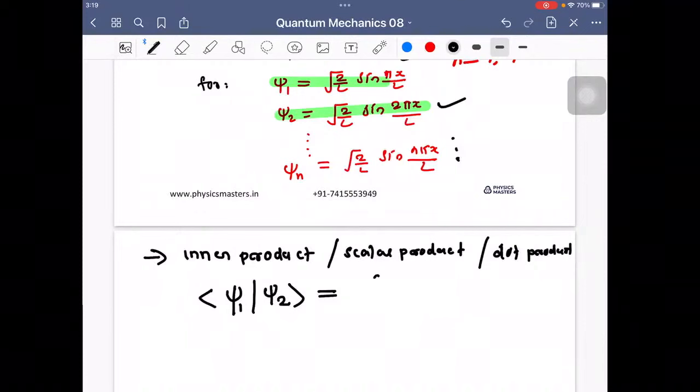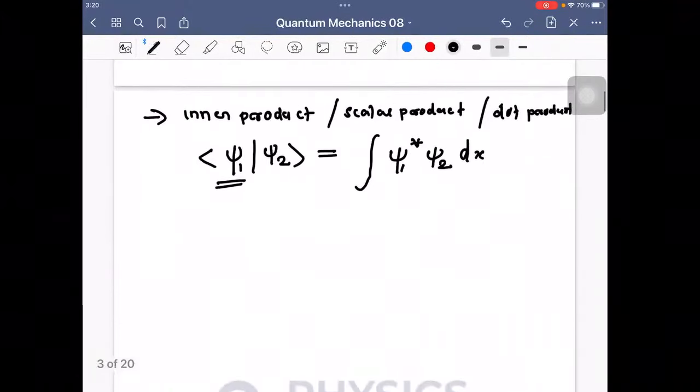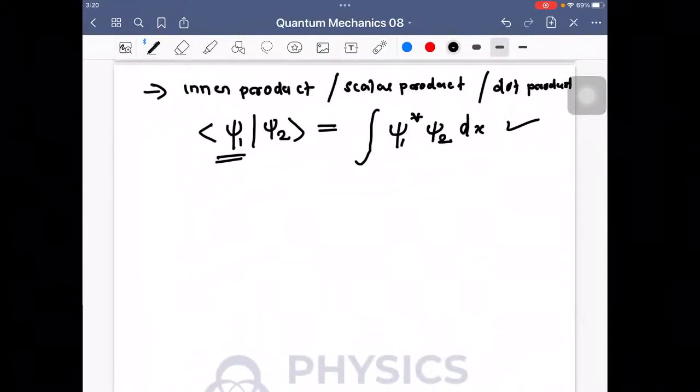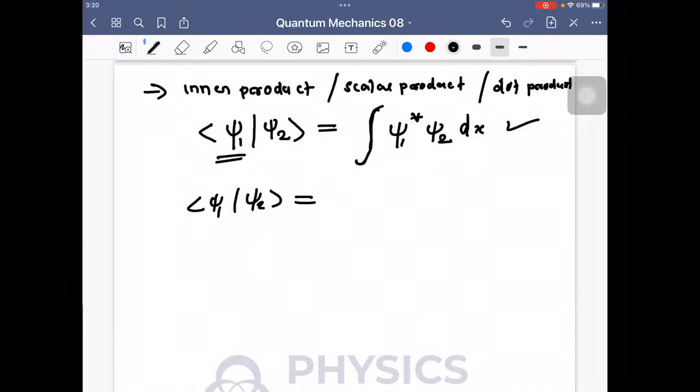So this is equal to the integral of psi 1 star, psi 2 dx. We will learn that this star actually represents the complex conjugate of the function. So bra psi 1 ket psi 2 means the integral of psi 1 star psi 2 dx. This is the bracket notation, and this is its integration form. Now for a particle in a 1D box, the limit of this integral will be the limit of the system, so for a box from 0 to L, it will be 0 to L.